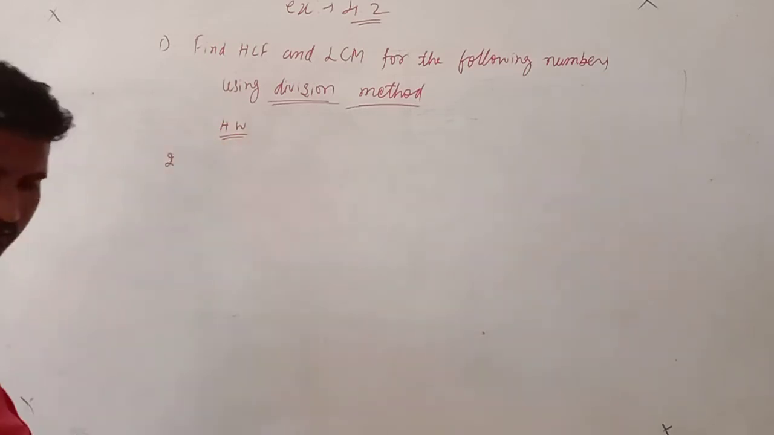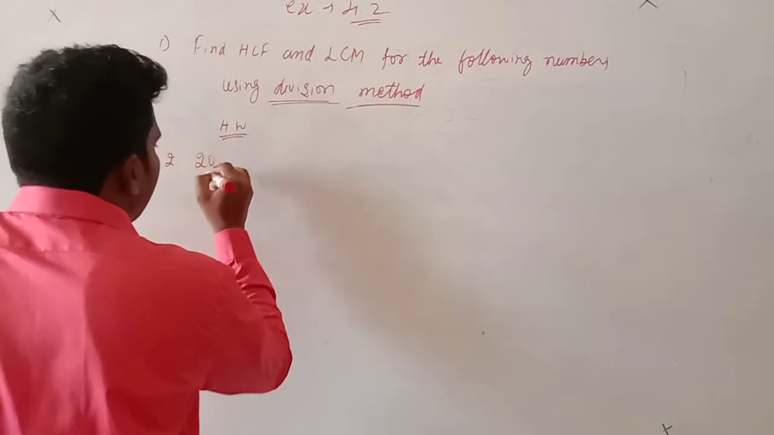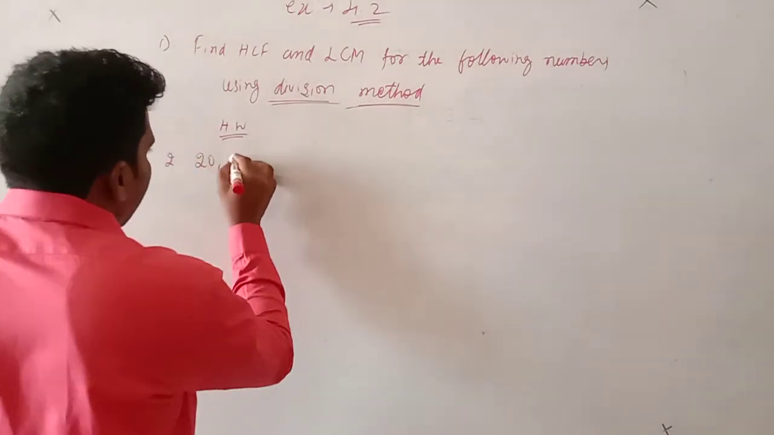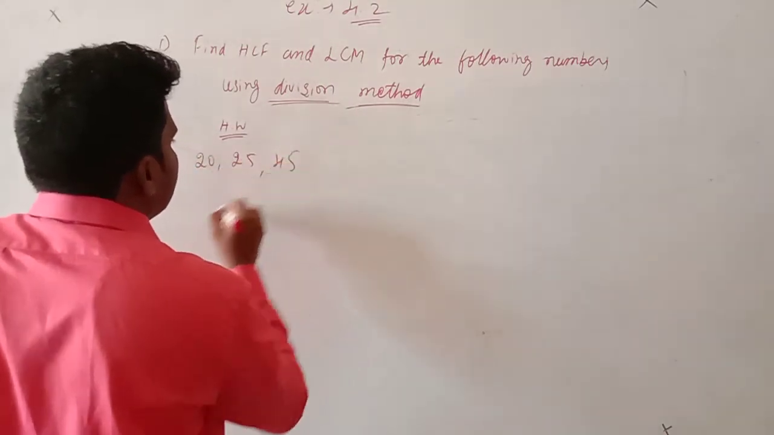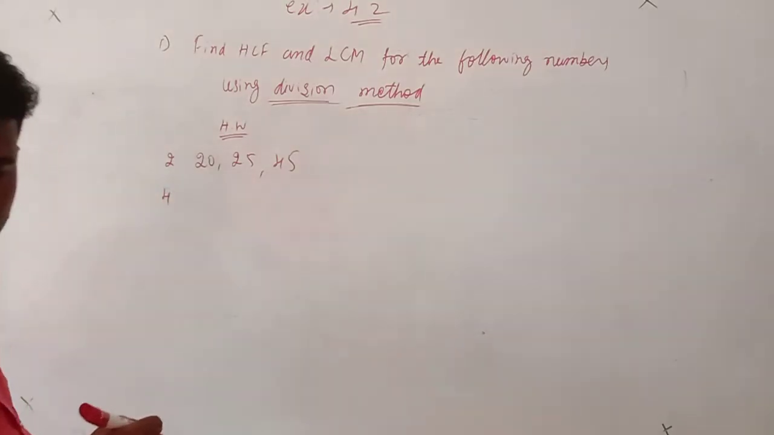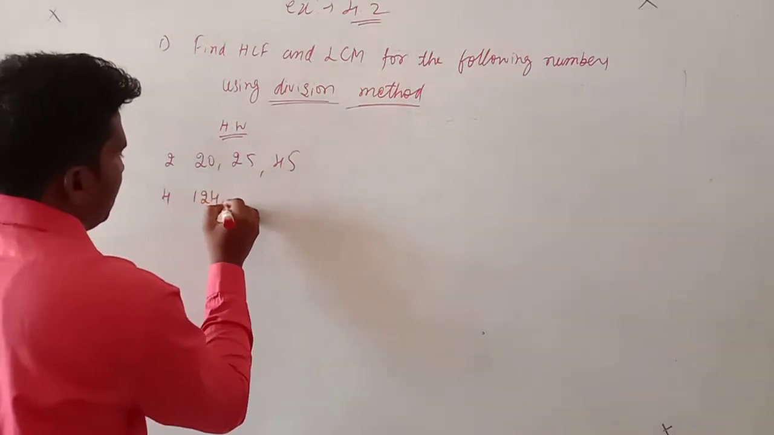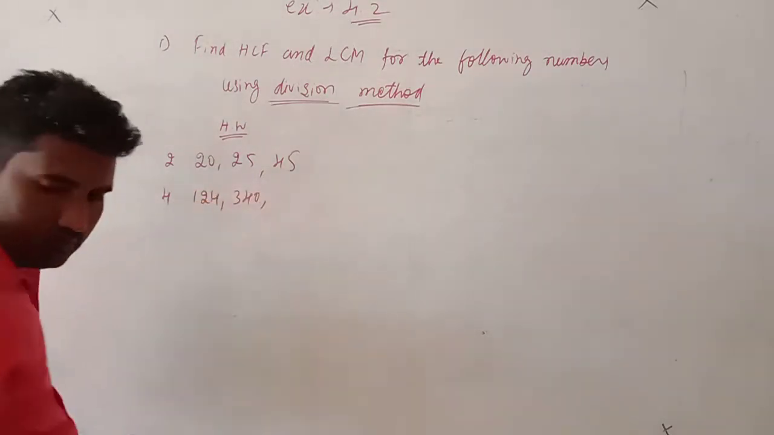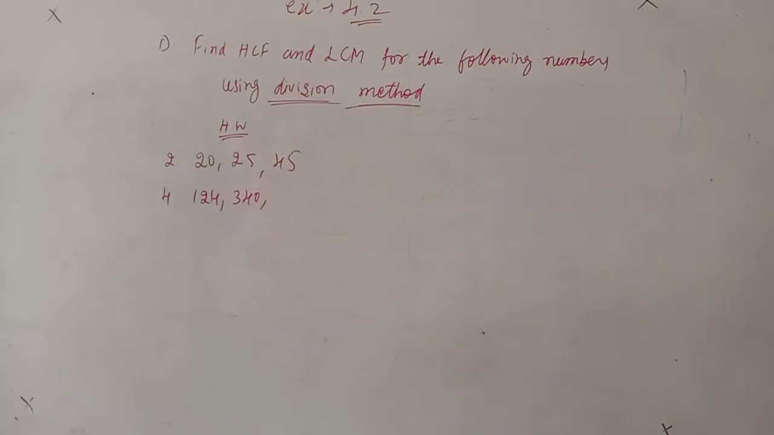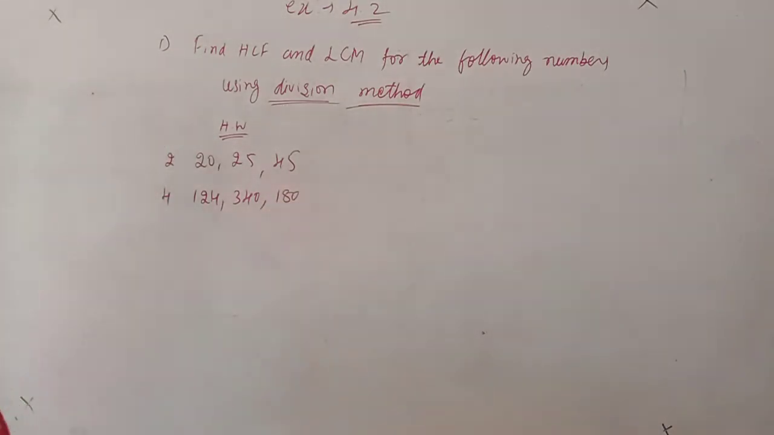The second one is 20, 25 and 45. The fourth one is 124, 340, 180. These two are for homework. Okay.